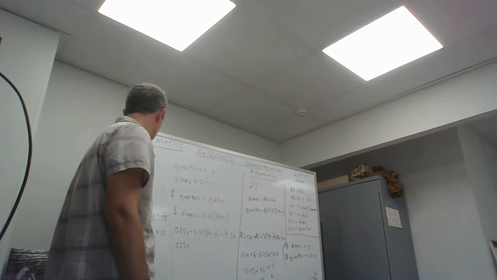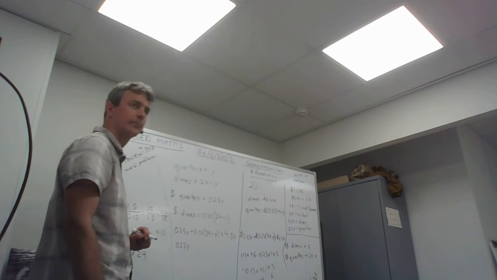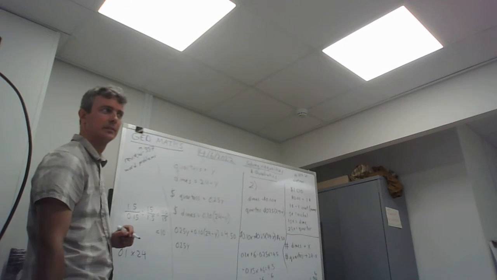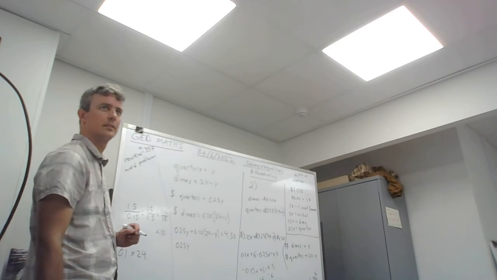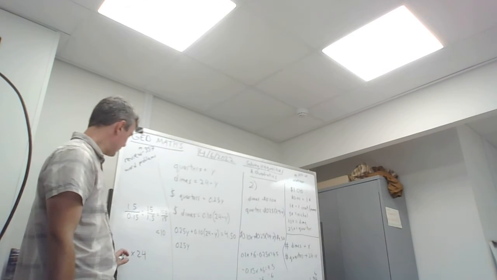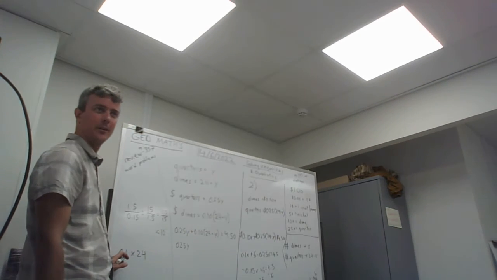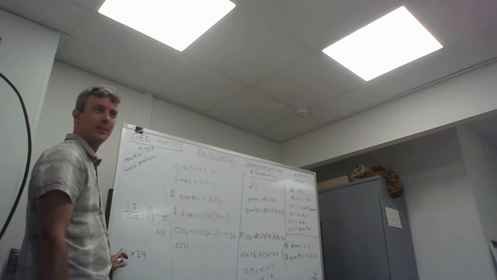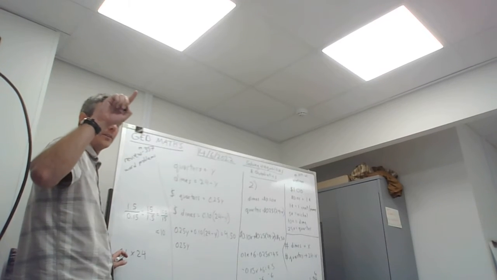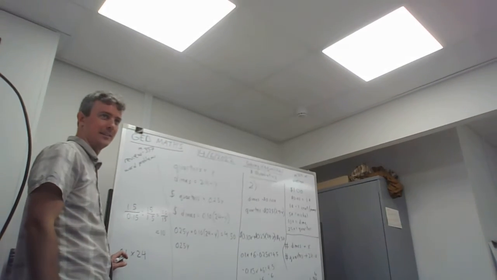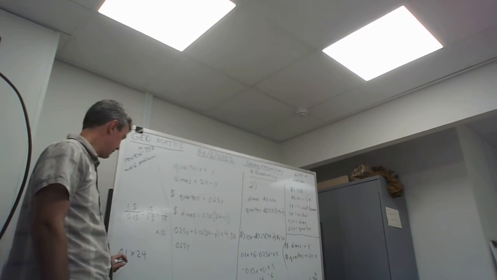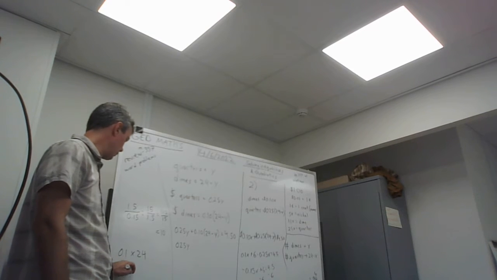0.1 times 24. 1 times 24 is 24. So 0.1 times 24, it's the inverse. It's 24 divided by 10. So this is 2.4.